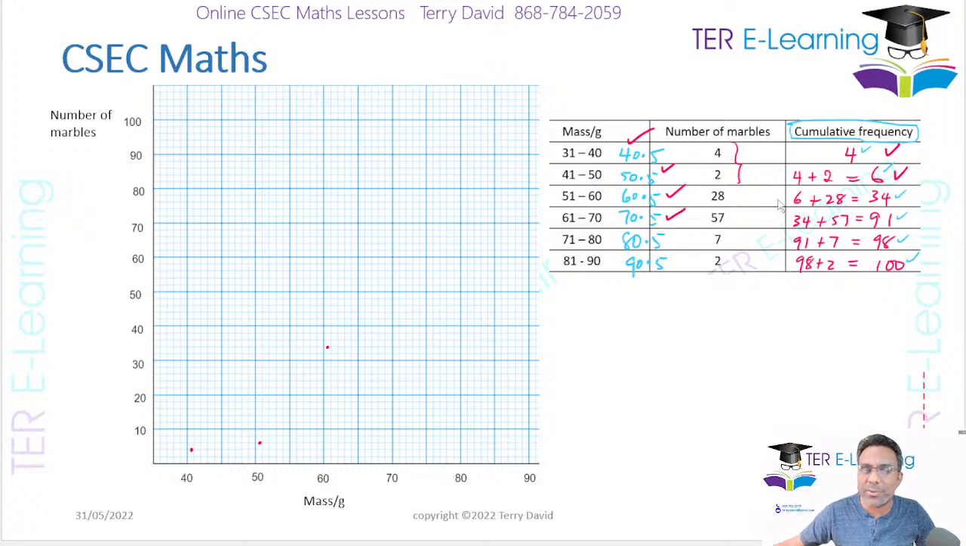The next one is 70.5 against 91. So 70.5 against 91 is somewhere here. Then 80.5 against 98. So 80.5 against 98 is somewhere here. And the last point is 90.5 against 100. So 90.5 against 100 is this. So I plotted all of the points, right?